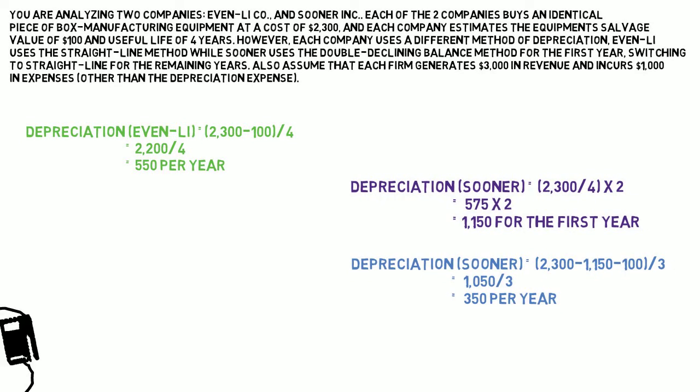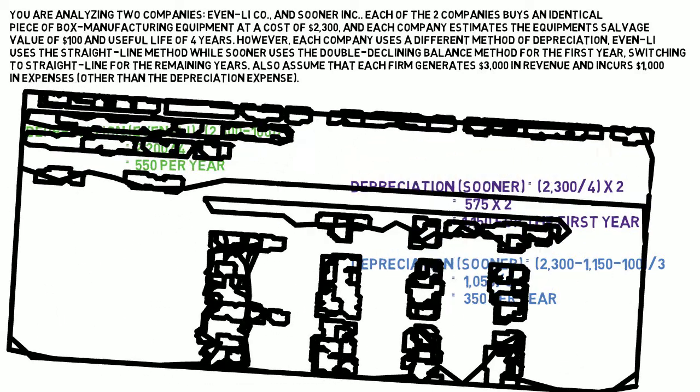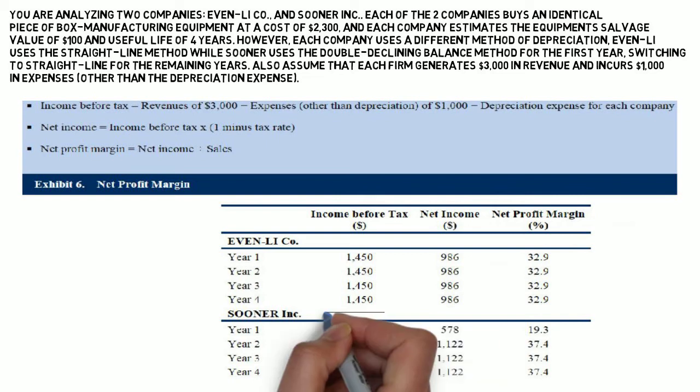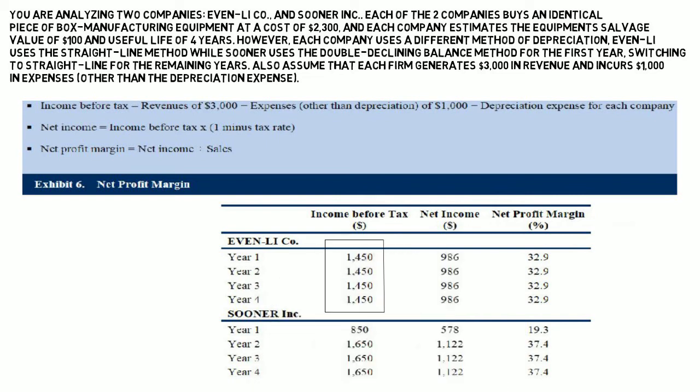Now let's calculate the net income for the two firms across 4-year period. Because revenues and expenses other than depreciation are assumed equal in each year, Evenly, which uses straight line depreciation, reports the same net income for each of the 4 years. Sooner, which uses an accelerated depreciation method in the first year, reports lower net income in the initial year because its depreciation expense is higher in that year. This company shows a positive trend in income.